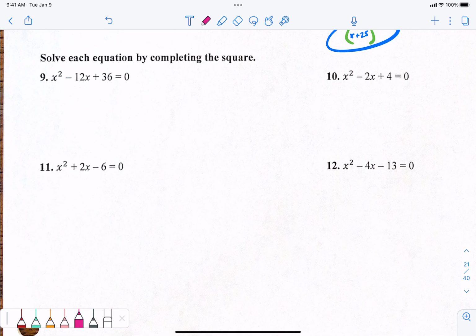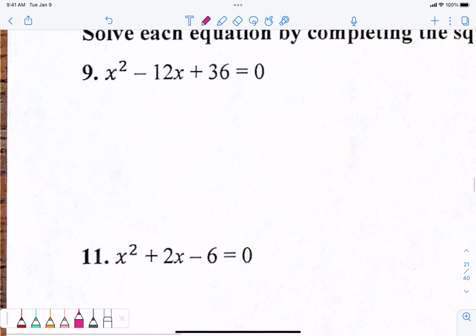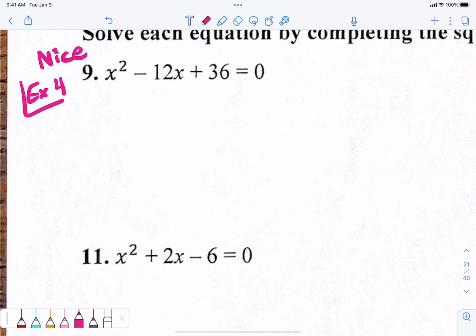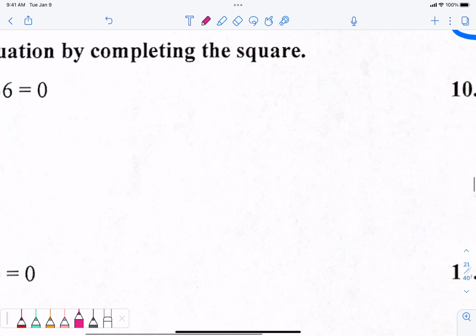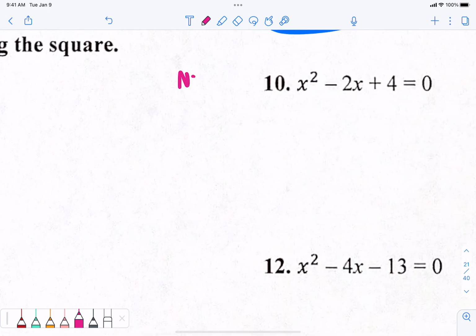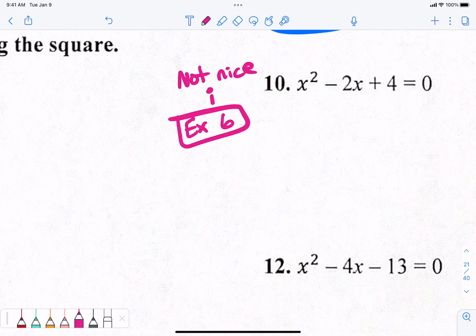Let me break these down with you, because I'll show you which ones come out nice. Okay, ready? Number 9 is going to be nice. It will be like the first example, example 4, which comes out as 2 whole numbers, good to go. Number 10 is not nice. It will have an i in it, like example 6. That's what number 10 will look like.